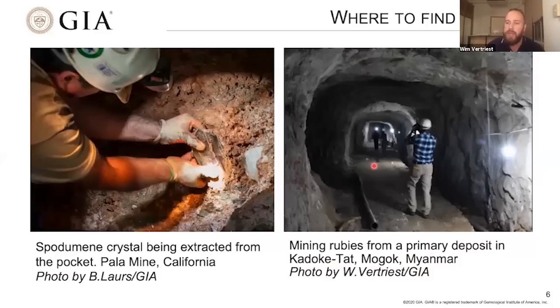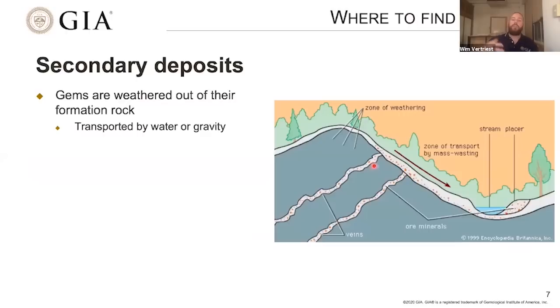So that's the first type of deposit, what we call the primary deposit. Very closely, very intimately related with the local geology, with the formation geology. So a good understanding of what actually formed your gemstones in these environments. Now, the other type of environment is what we call a secondary deposit. A secondary deposit means that your gems are weathered out of their formation rock.